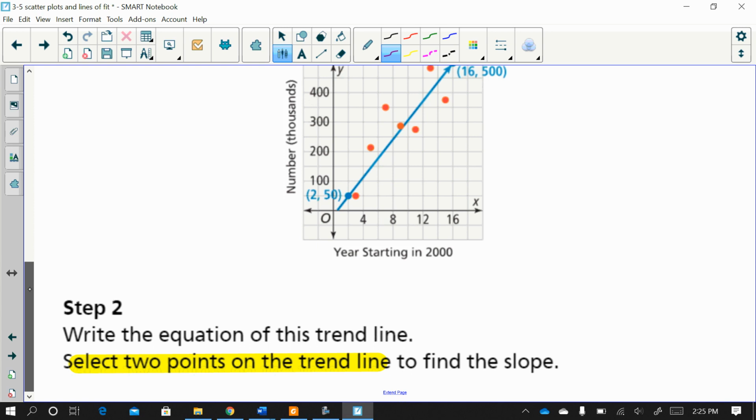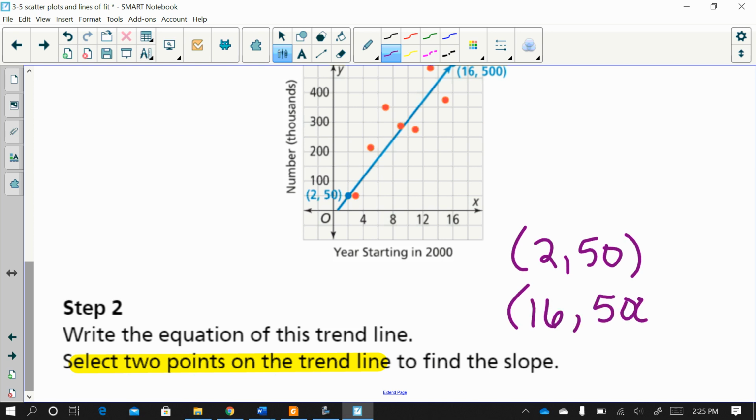So step 2, we're going to write the equation of the line. So we're going to select 2 points on the trend line to find the slope. Then we're going to do y equals mx plus b. Okay, we spent a lot of time in chapter 2 doing this, so you should be pros at this by now. Okay, so the 2 points they gave us were (2, 50) and (16, 500).